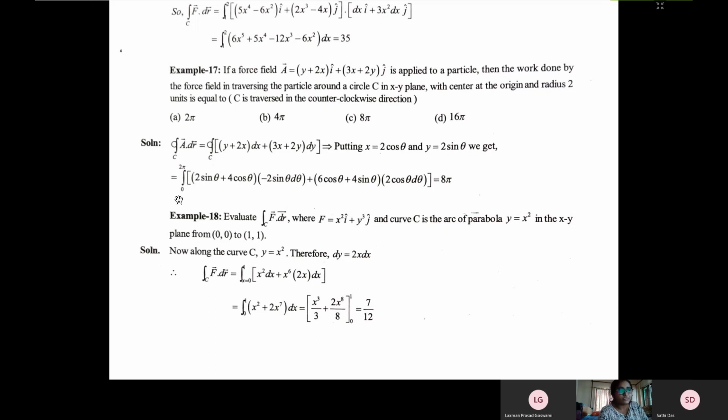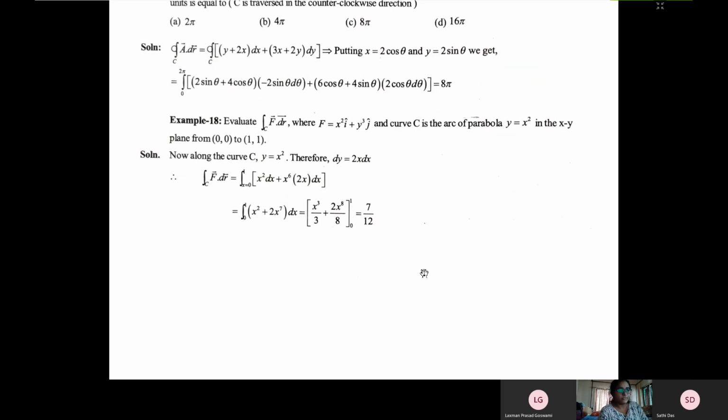So solve this integration over 0 to 2 pi, because if you are traversing around the circle, after a complete cycle you will be going from 0 to 2 pi. That will give you the closed contour for this circular path. Okay, so the result will give you 8.